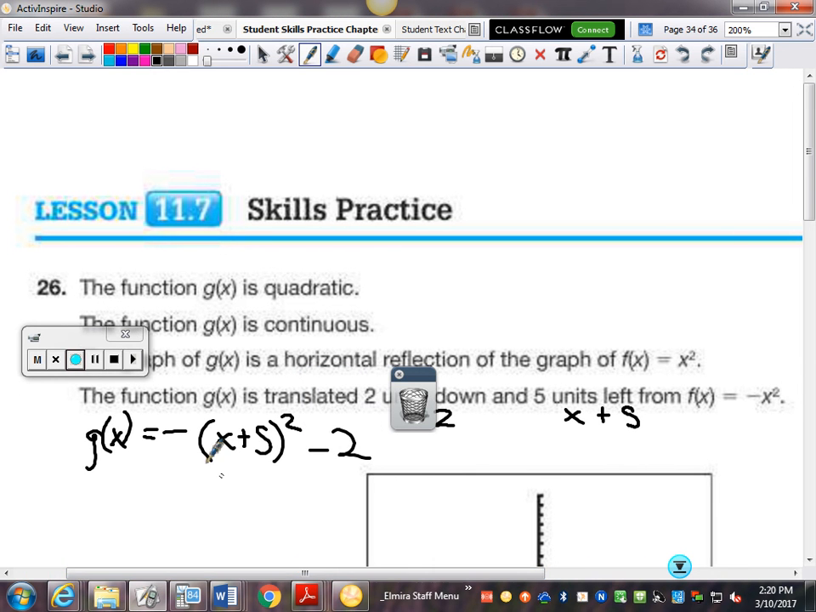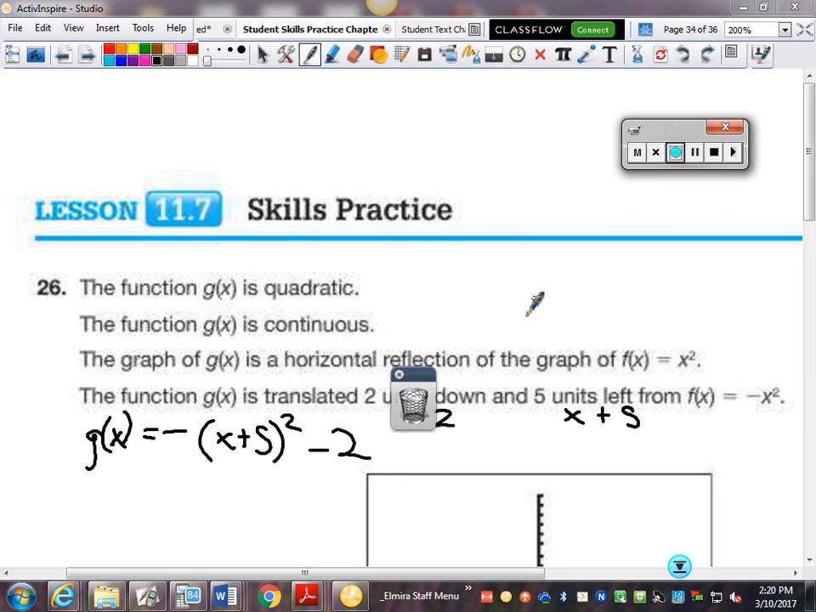Number 26. The function is quadratic. Well, that's pretty much what this chapter is about. The function is continuous. They all say that. You can ignore that. The graph g of x is a horizontal reflection of the graph f of x equals x squared. I think they pretty much all say that. So the function g of x is translated 2 units down and 5 units left from negative x squared.